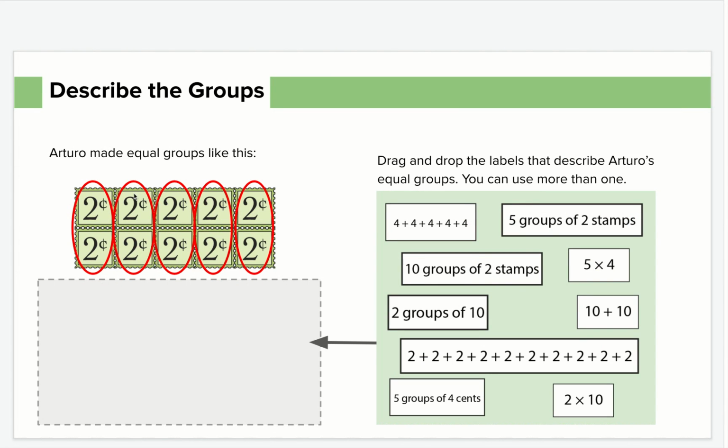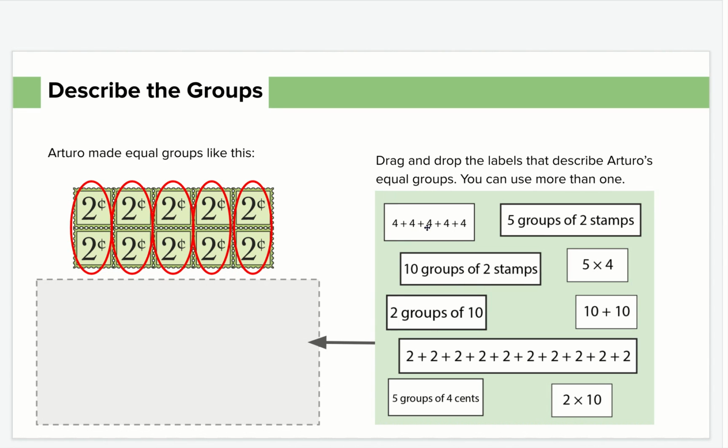Ooh, this one looks really hard. So this guy, Arturo, made equal groups like this. So he has one group with 2. So 1, 2, 3, 4, 5 groups with 2. And they're asking you, drag and drop the labels that describe his equal groups.